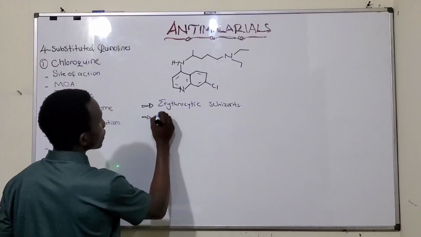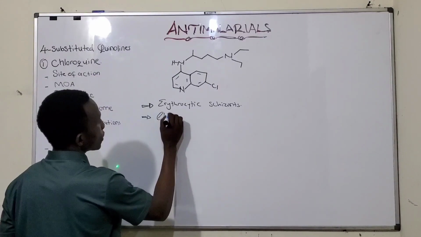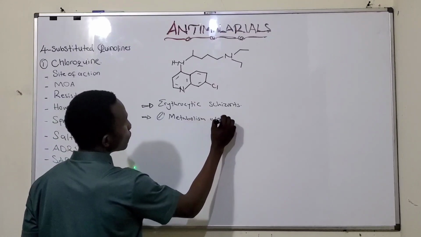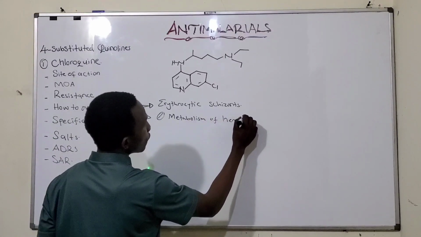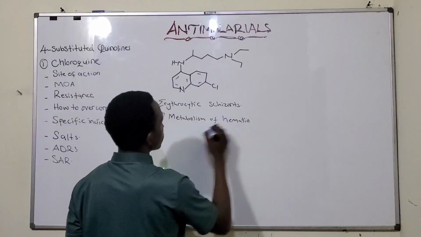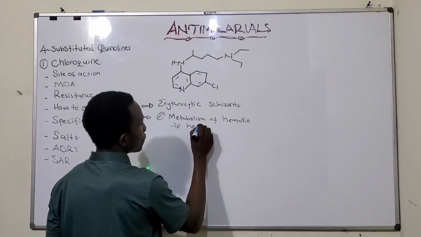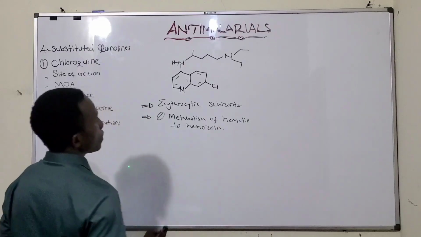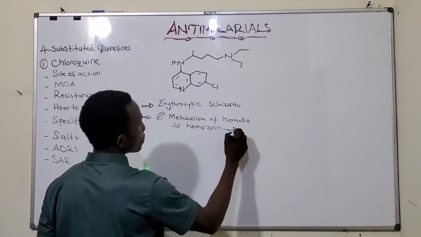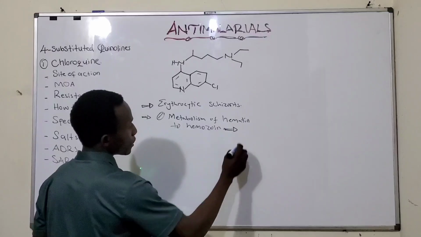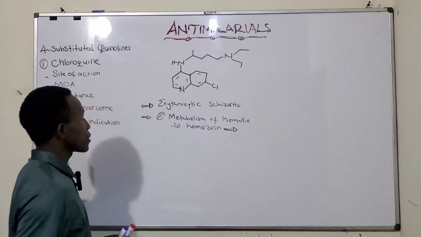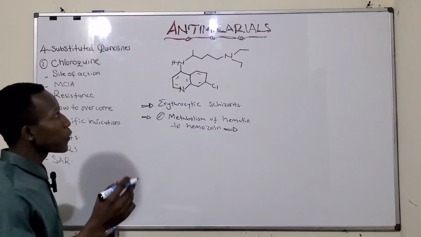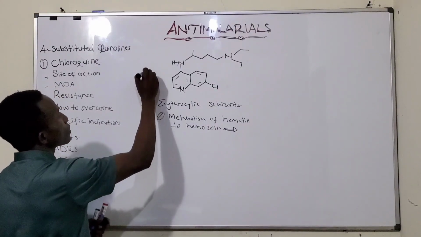They inhibit the conversion of hematin, or the free heme, to hemozoin. This leads to destruction of the parasite, as we saw for quinine. This is chloroquine.